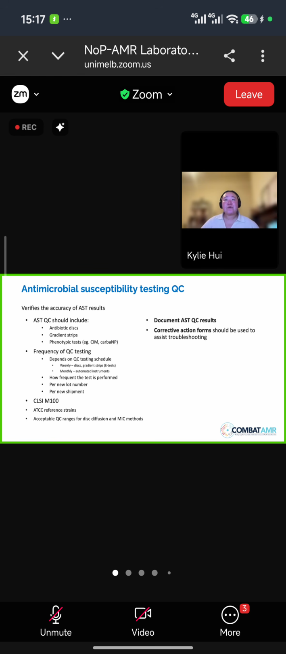The frequency of QC testing will depend on the QC testing schedule, for example, weekly QCs. At a minimum, you should have your disc QC and also gradient strips. The reason why it's weekly is that some package inserts for these antimicrobial discs and gradient strips tell you that some of the discs lose some of their efficacy after a certain time. After you open it for a certain time, it actually starts to degenerate a little bit. So it's really important to do QCs to see if it's dropping.